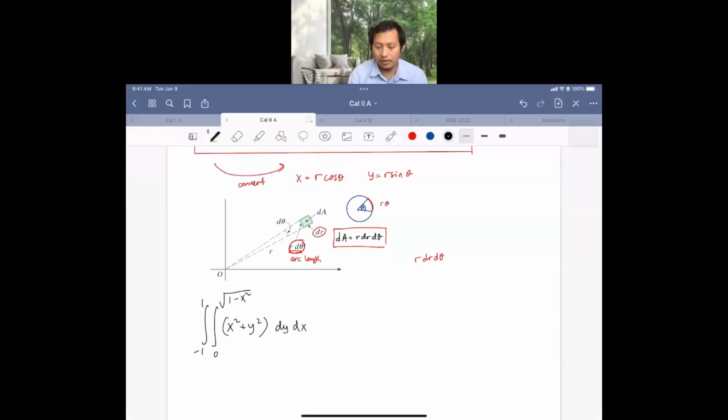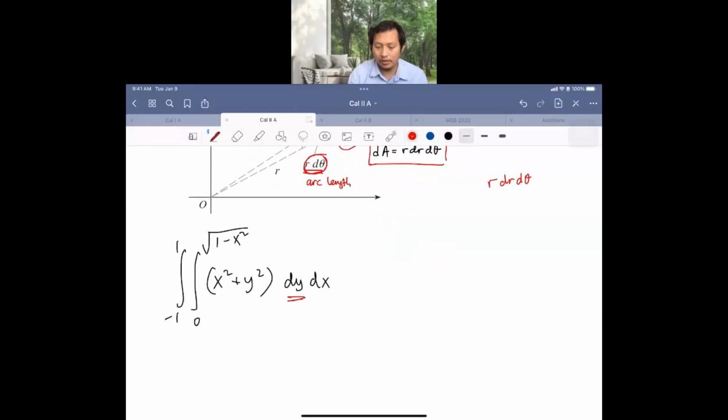Okay, it seems doable. For example, we start with dy. We could write down the formulations to be x squared y, and then y cubed over 3, right? But then we need to input this y minus x squared in the square root. So at least it seems very complicated if you would like to force our way through this one.